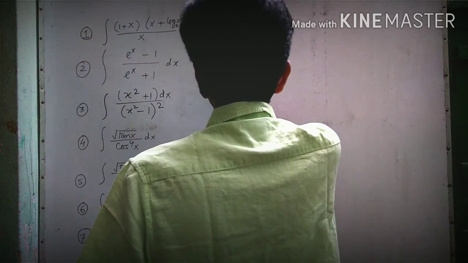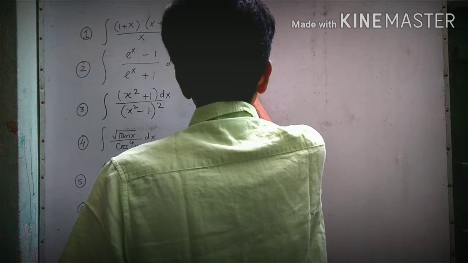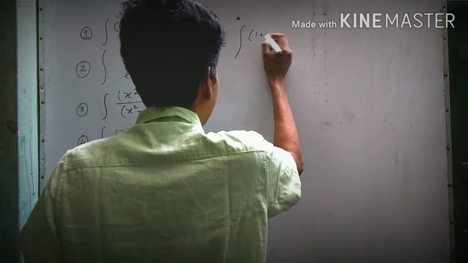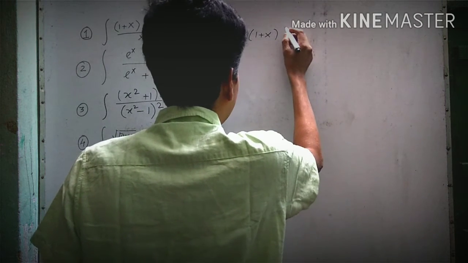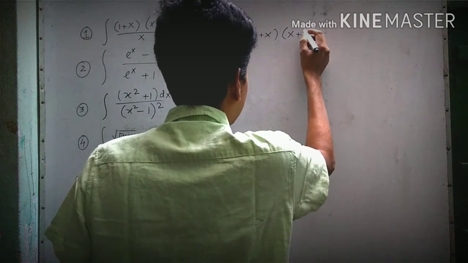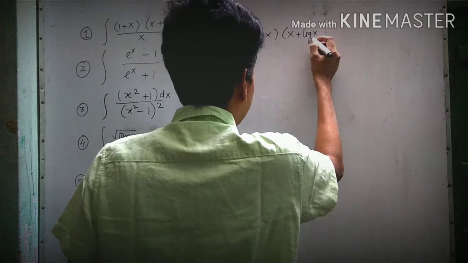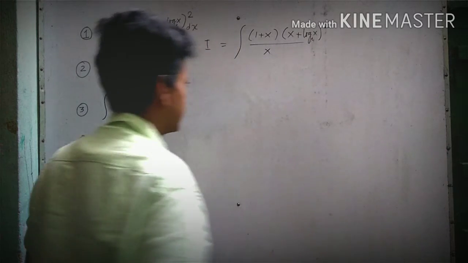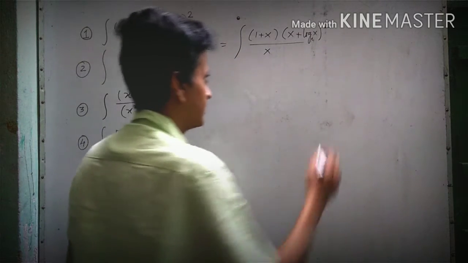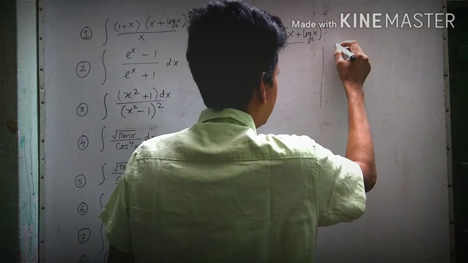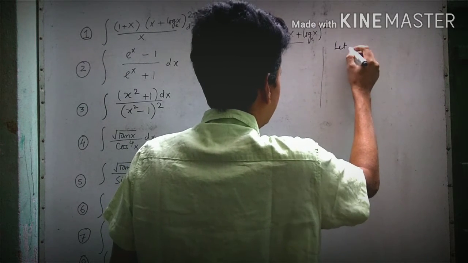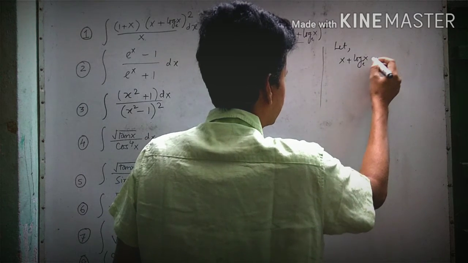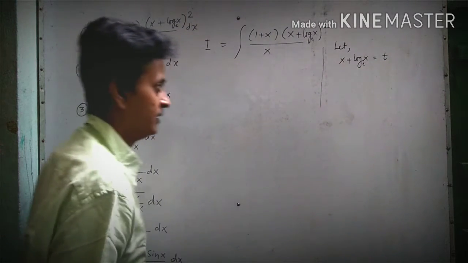It is I equal to integration of (1 plus x) into (x plus log x) whole square by x. First, suppose x plus log x equal to t.